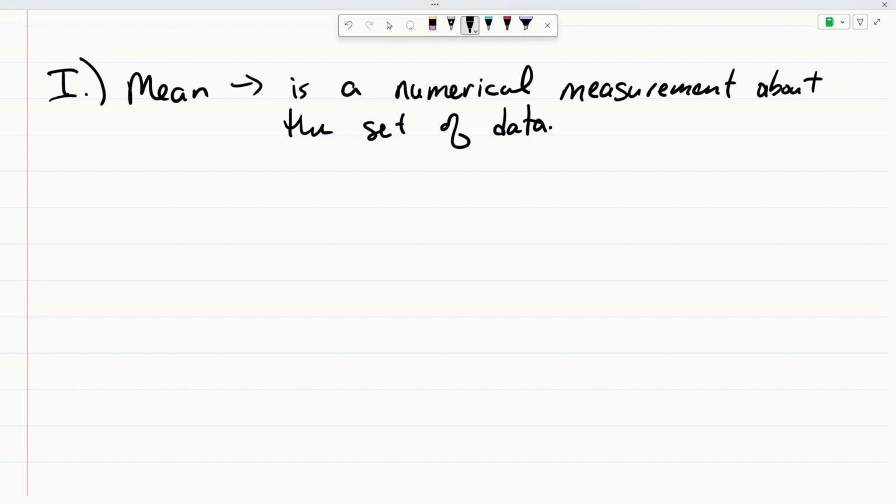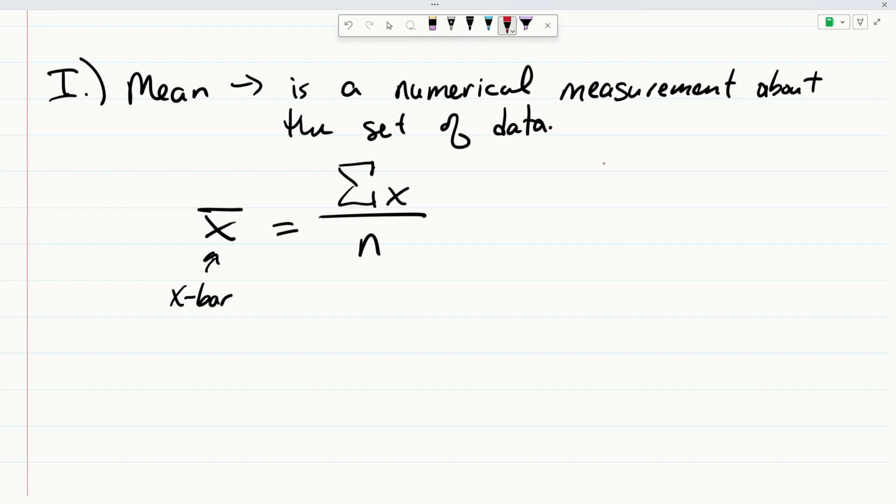Now, the mean does have a formula. So the mean has this special symbol. This is called X bar, and this is equal to the summation of X divided by N. Now, I'm going to be honest, none of these symbols make any sense unless you know what they are and you know what they represent.